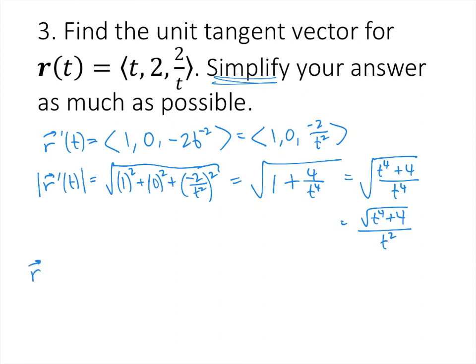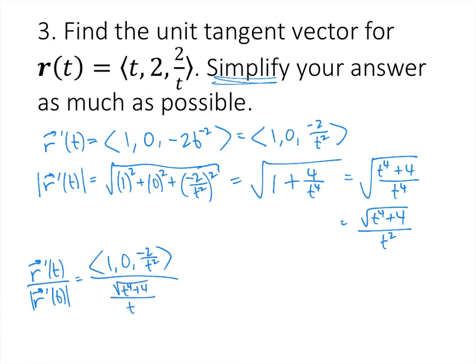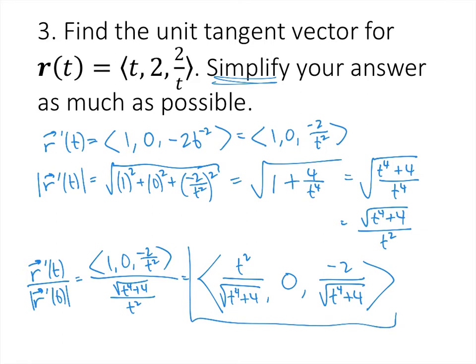So my unit tangent vector is r prime of t divided by magnitude of r prime of t, and that's going to be the vector 1, 0, negative 2 over t squared divided by this fraction, square root of t to the 4th plus 4 divided by t squared. When I work that out, that's going to give me t squared divided by the square root of t to the 4th plus 4, 0, and then the t squareds are going to cancel out, and I'm going to get negative 2 divided by the square root of t to the 4th plus 4. And that ugly mess is my unit tangent vector.